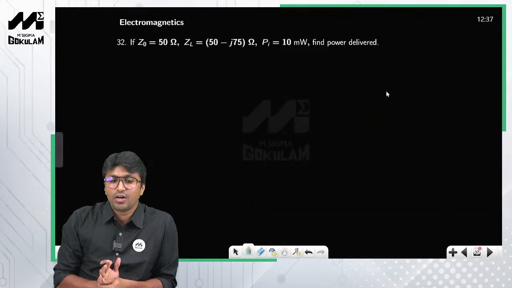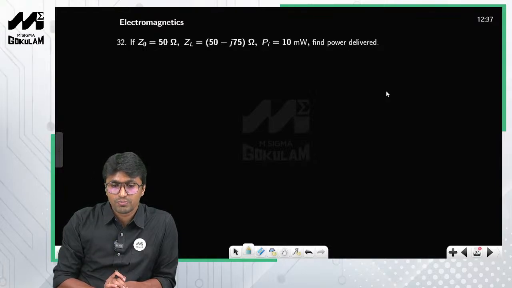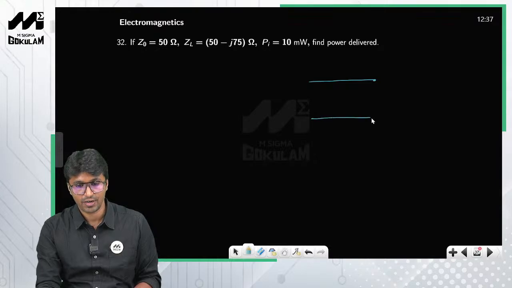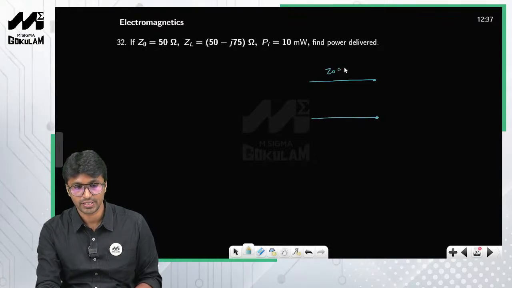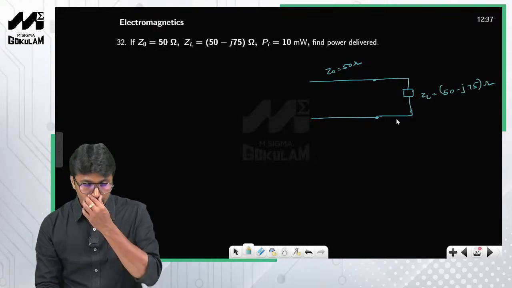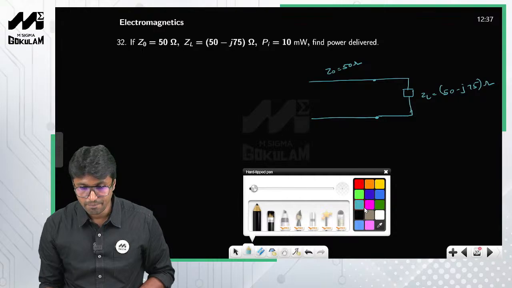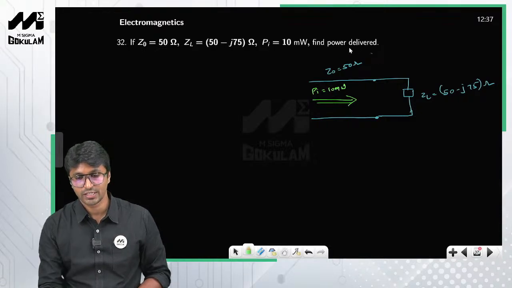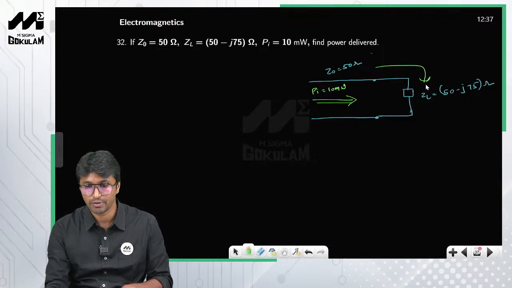So if Z0 is equal to 50 ohm, listen, you have a transmission line of characteristic impedance 50 ohm, okay, and you have a load connected to the transmission line. What is the value of the load? ZL is equal to 50 minus J75 ohms, okay, and it is given that the incident power is 10 milliwatt. What is the power delivered to the load?